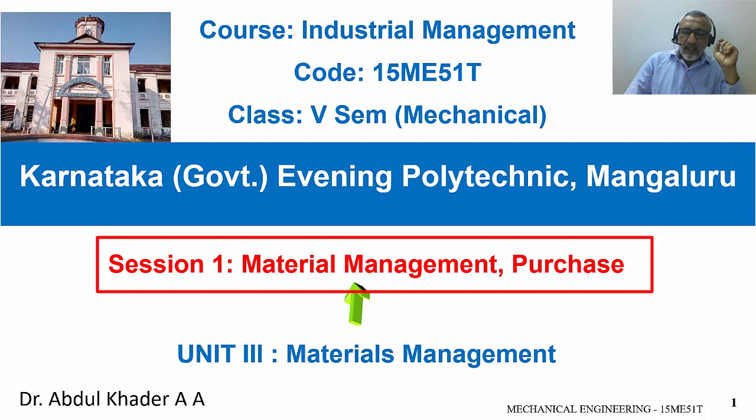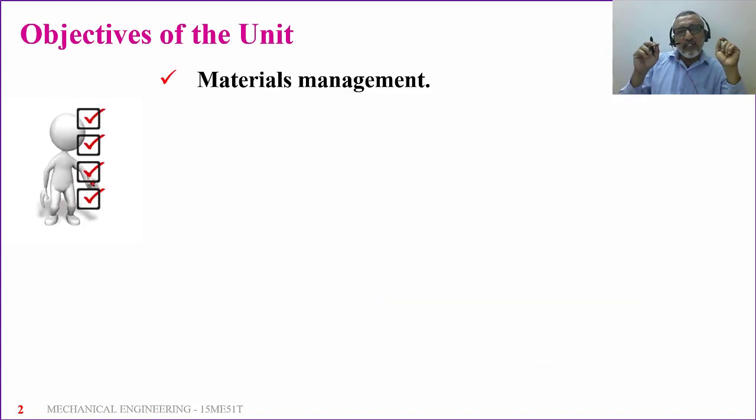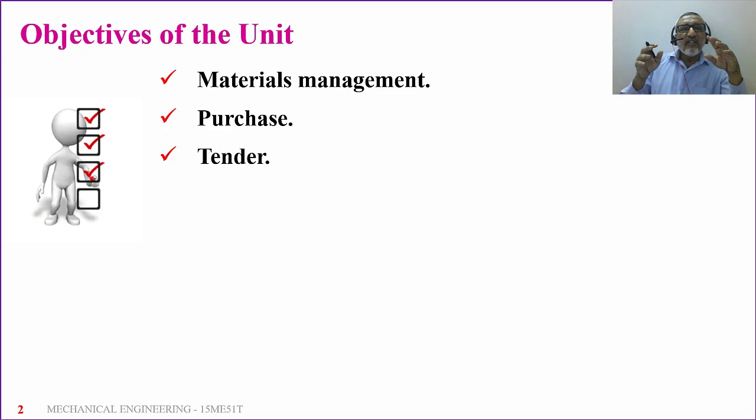Now, before going further, let's have a quick overview of the content we'll be discussing in this entire unit. So in this unit, first we'll be discussing the materials management, and along with material management, we'll be discussing the purchase. So that means what is purchase, what are the different factors to be considered in purchase, what are the different types of purchasing. So all aspects with respect to the purchase we'll be discussing. Along with that purchase, we'll also be discussing the tender. So what exactly is a tender or quotation, and what are the different types of tenders, and what is the comparative statement. These things we'll be discussing in this unit.